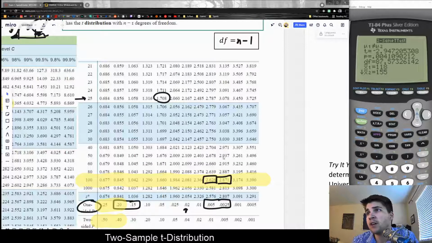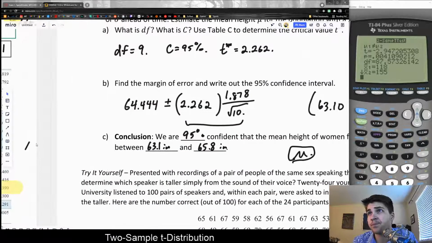2.94 would be very close to here, slightly larger. So it's going to be somewhere between these two elements on the two-sided p. So if we go down to the very bottom right here, it's going to be between 0.005 and 0.002.